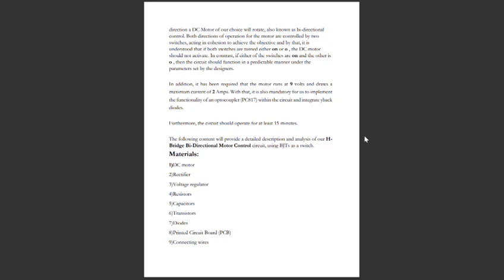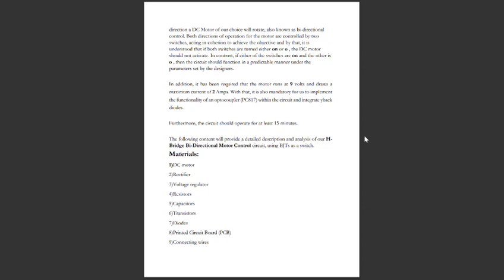In addition, it is required that the motor runs at 9 volts and draws a maximum current of 2 amps. We made a short video on the working of this H-bridge in which we apply 9 volts at the input and the motor will run. We will show this video later on.